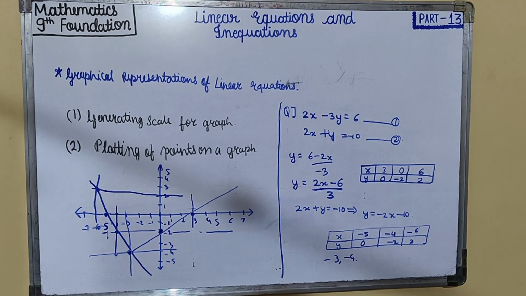These values we have to plot on the graph, and after plotting them, the intersection point will be the solution set according to the x and y coordinates. I hope you've understood this graphical representation part.